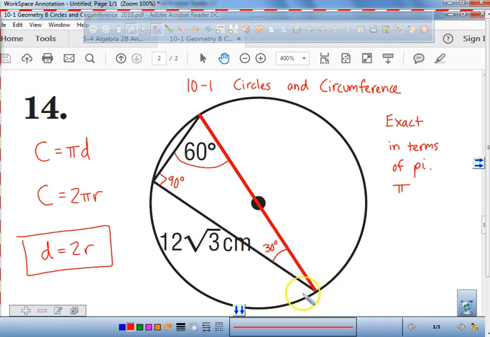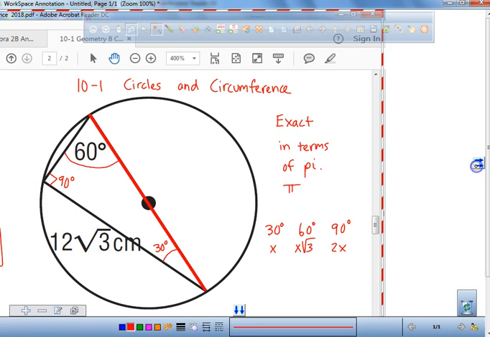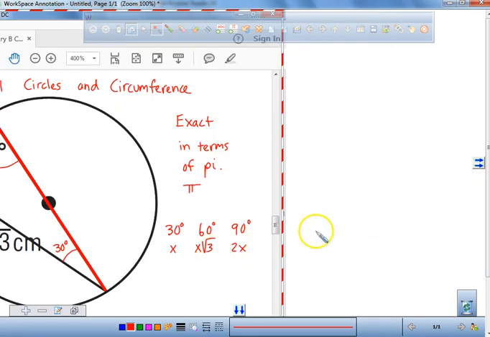So we have 30, 60, 90. That is a special right triangle that you should already know the properties of. If you had my geometry class, you should already know this. This is not a mystery. The sides are x, x radical 3, and 2x. What does x represent in this equation? x represents the shortest side, the short leg.